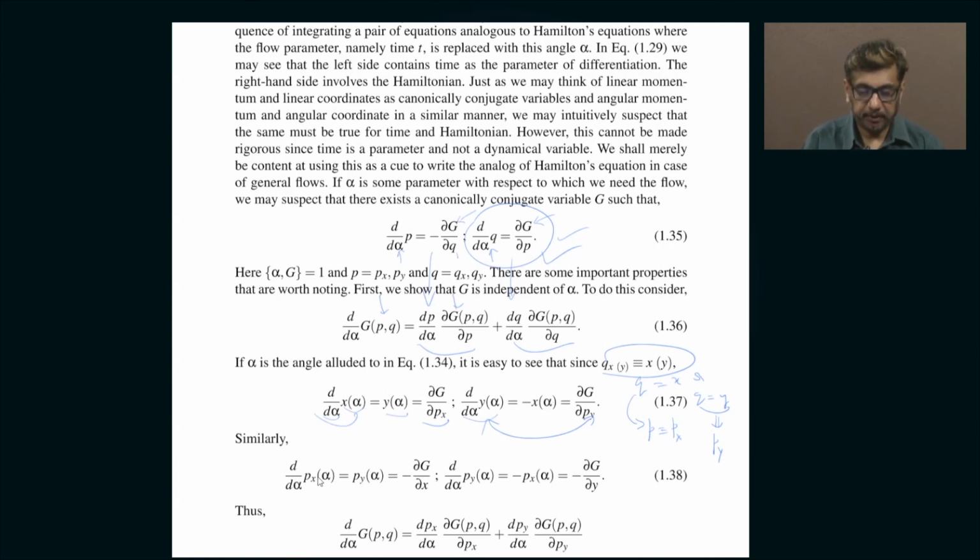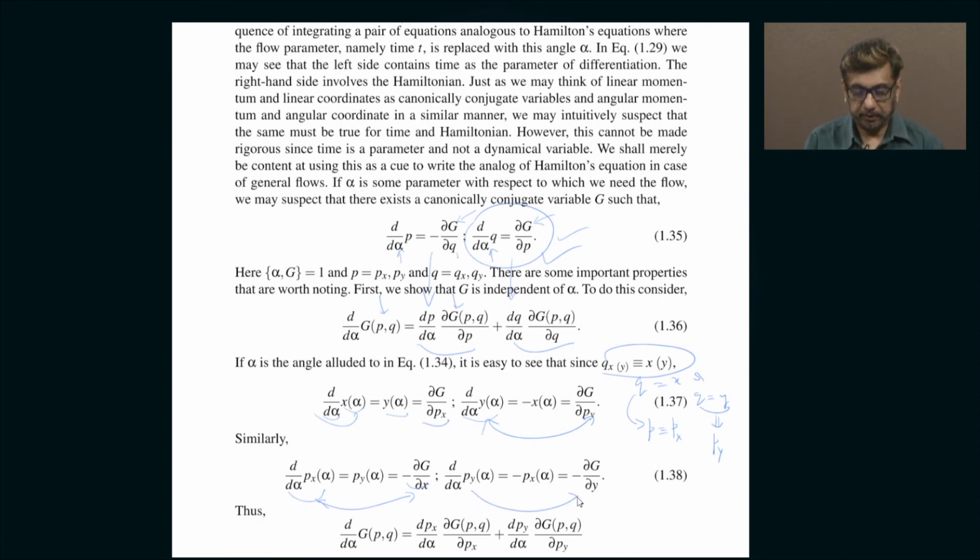So I get these types of relation, then I can also ask the same question about what is d by d alpha of px. Instead of asking d by d alpha of x, I can ask what is d by d alpha of p of x. Then clearly analogously that's p of y. And now the bottom line is that these two are also related again by a flow, but keep in mind that the rate of change of momentum with that flow parameter comes with a minus sign. So it's minus dG by dx in this case, because we are talking about px, this is x.